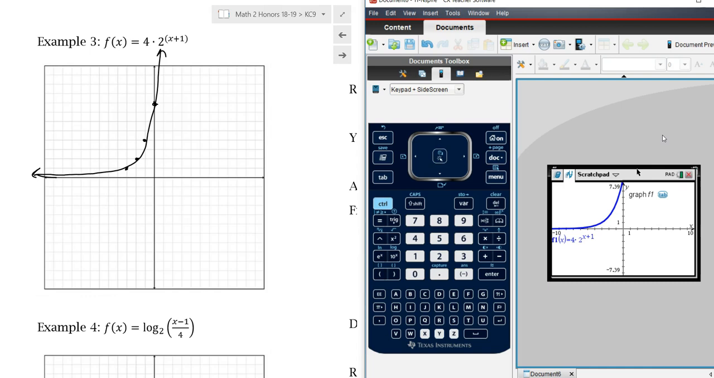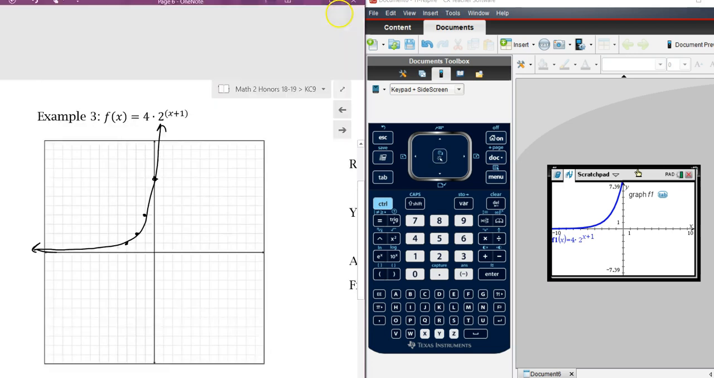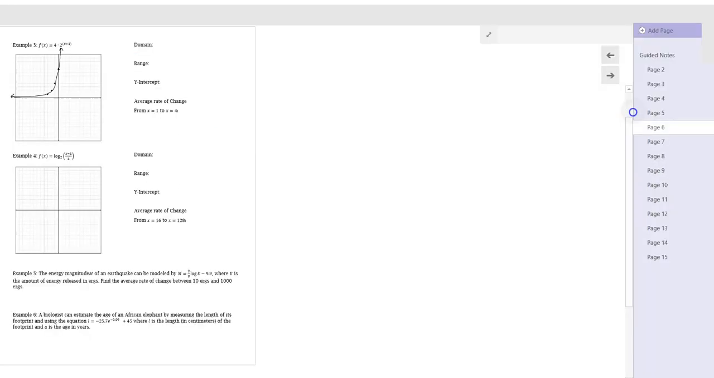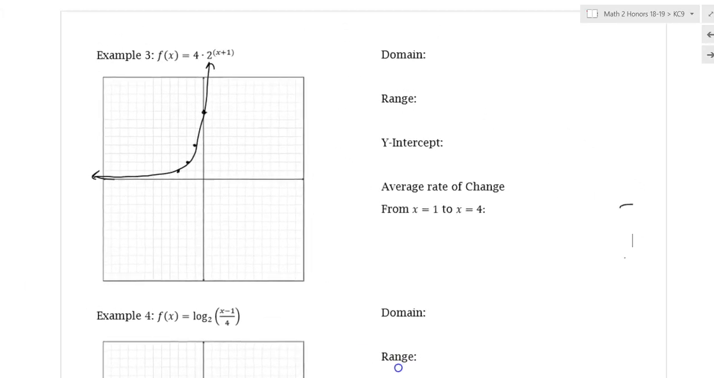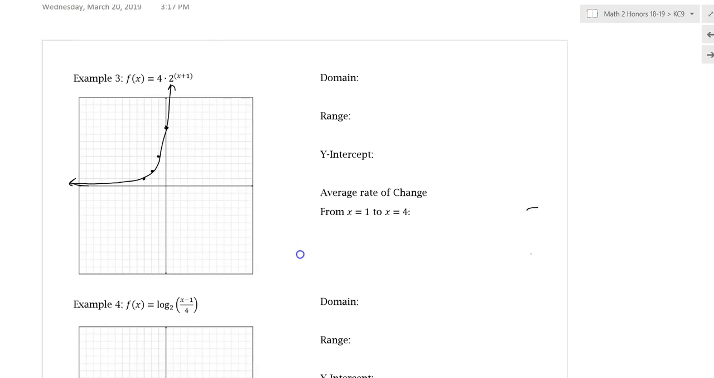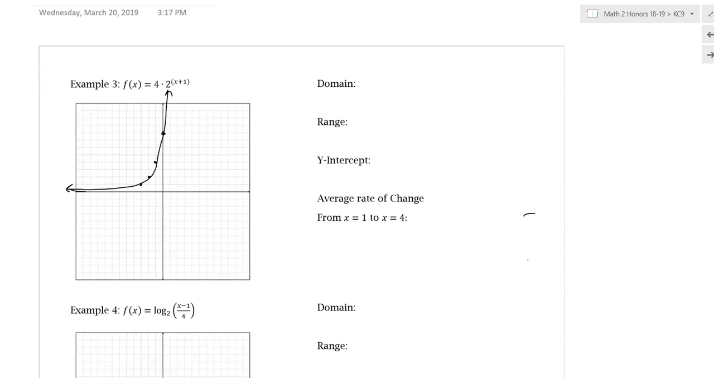So we have this beautiful graph. Let me get full screen again. So let's look at our different things. We have domain, range, y-intercept, and average rate of change.